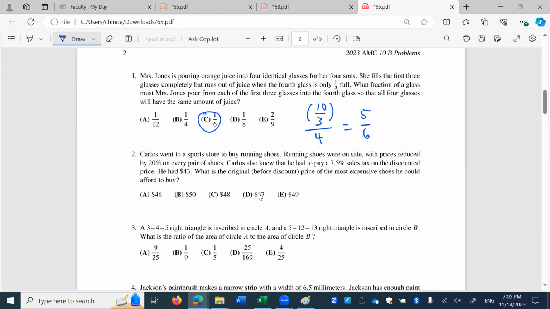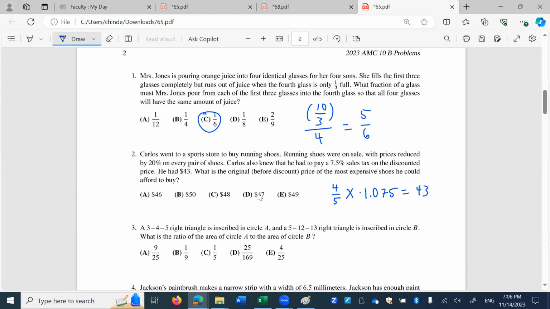Running shoes are on sale, 20% off each pair, but then we have to add sales tax. Carlos has $43. What's the original price of the most expensive shoe he could afford to buy? So if X is that price, first we're gonna decrease it by 20%, and then we're gonna add sales tax, and that should be 43.